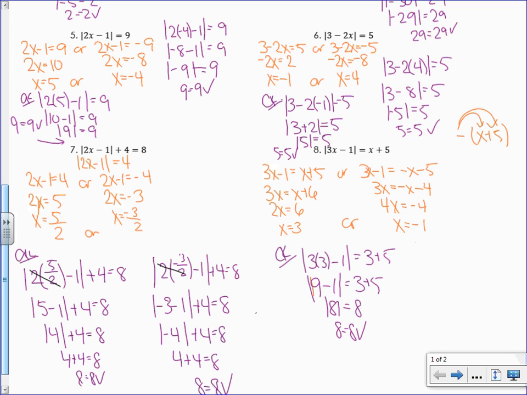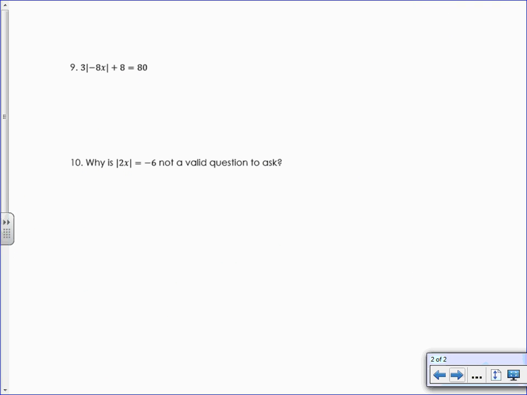We can also check negative 1. So this is the absolute value of 3 times negative 1 minus 1, which is equal to negative 1 plus 5. This is going to be the absolute value of negative 3 minus 1, which is equal to negative 1 plus 5. This is going to give me negative 4 in my absolute value. I'm going to get 4 on the right, and the absolute value of negative 4 is 4, so I get 4 is equal to 4. Woo-hoo! Never done that one before, but it checks. Everything's good. And on to the back.